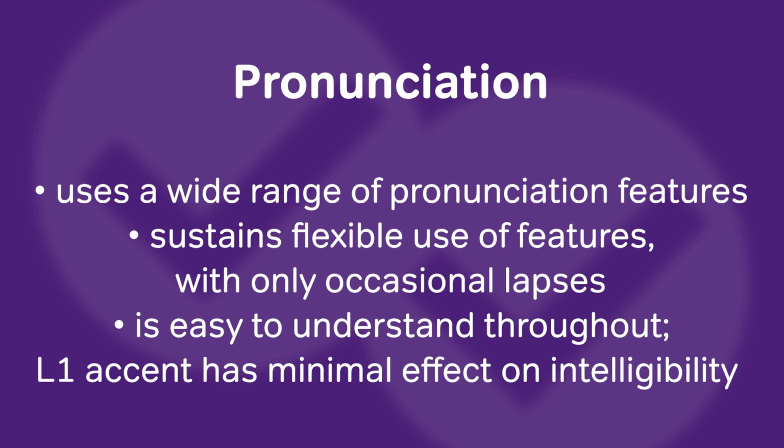Okay, and then the final category on the rubric, they're looking for your pronunciation. All right, so at the level 8 band score level, they're looking for these things: using a range of pronunciation features, sustaining flexible use of those features with only occasional lapses, occasional issues, problems, and it's easy to understand throughout your response, okay? That your accent doesn't have a large effect on a person's ability to understand you.